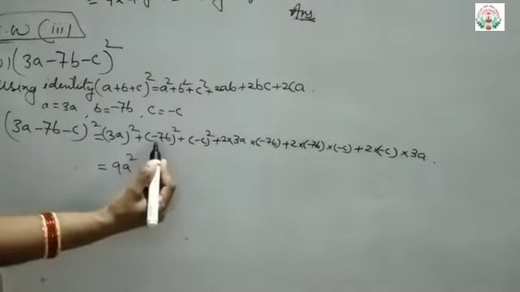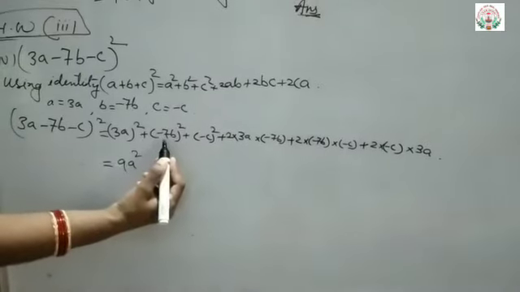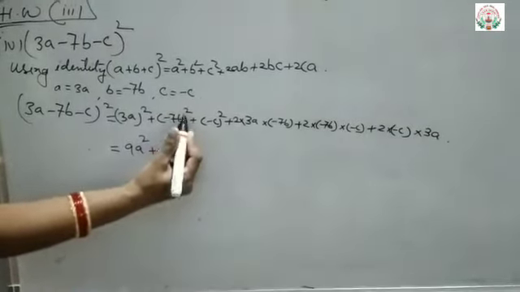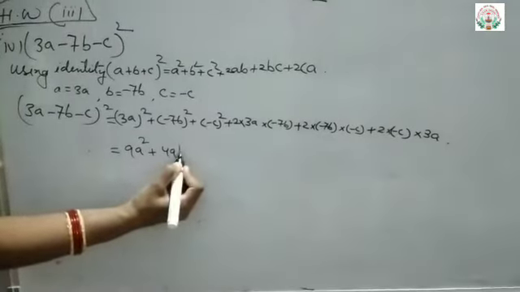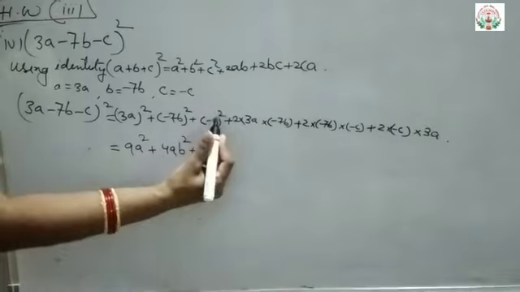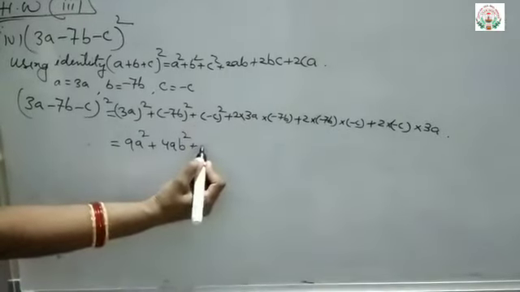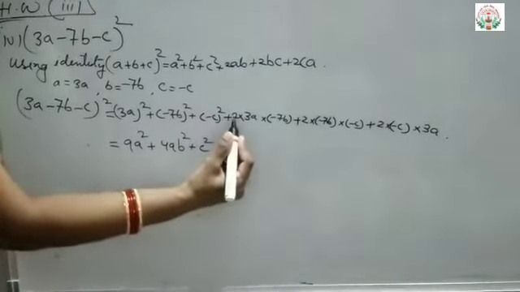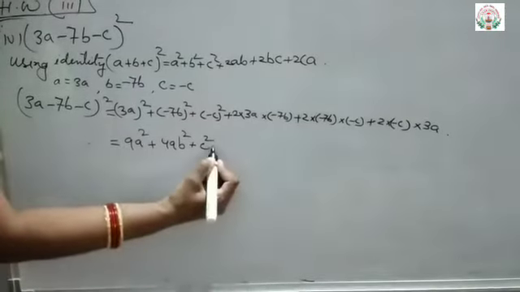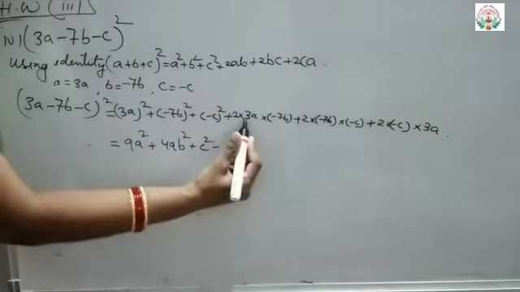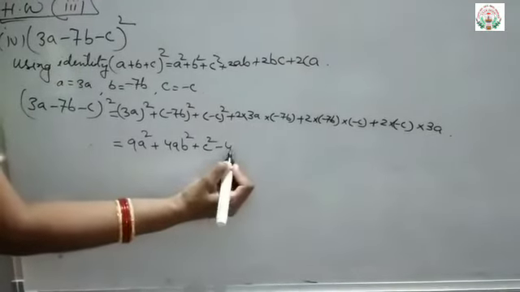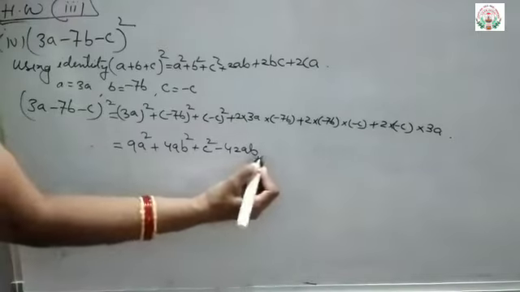Then minus into minus, because the square is there. The same terms will be multiplied 2 times, so minus into minus will be plus. 7 square is 49 b square. Then plus, because here it is minus square again, so it will be minus into minus plus. Then c square. Here you can see plus into minus will be minus. 3 into 6, 7 is 42, maybe.